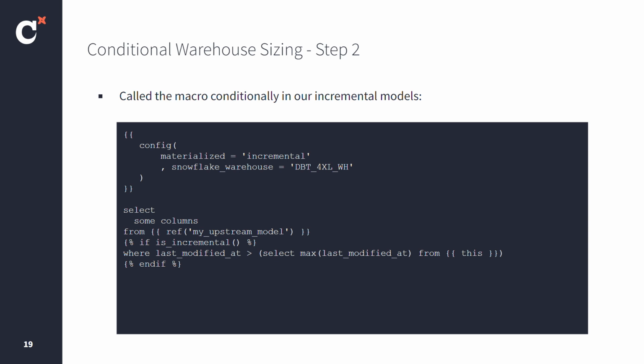And I want to call out two differences. So one is that we removed that snowflake_warehouse argument from the config, and that's really important. If you leave that in, it will actually override this. So make sure you take that out.